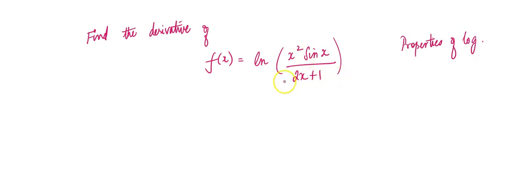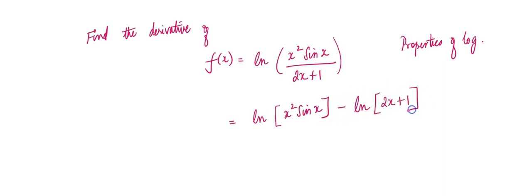So the quotient property tells us that if you had natural log of a quotient, then you take the natural log of the numerator minus natural log of the denominator. This was the quotient rule. We have this name for almost everything. So this is the quotient rule of logarithms, right? Not for derivatives.